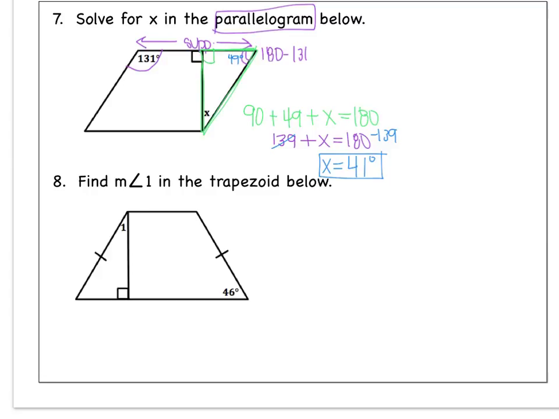I do want to point out that I see this is a trapezoid, and I see that these two legs are congruent. So I can actually say this is an isosceles trapezoid. So go ahead and pause the video and see if you can use the characteristics of an isosceles trapezoid to solve for the measure of angle 1. So what's the measure of this angle right here? All right, so I ended up with the measure of angle 1 is 44 degrees. So let's go ahead and figure out how we got that.